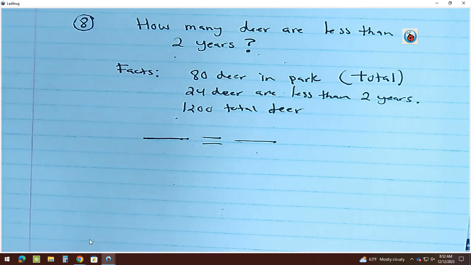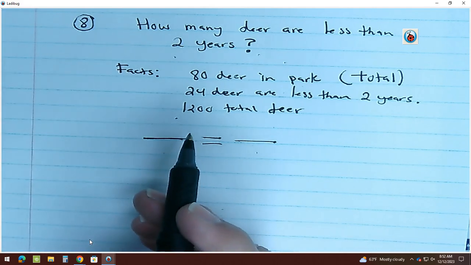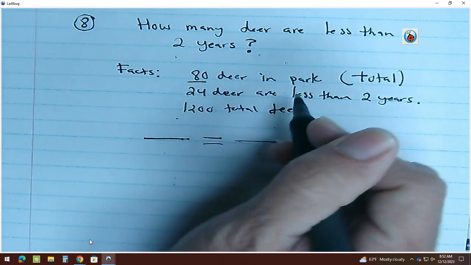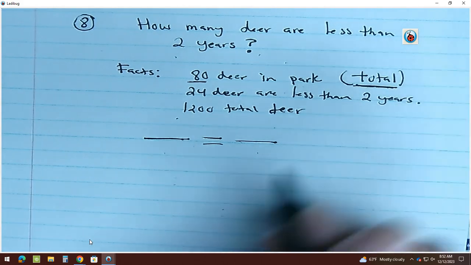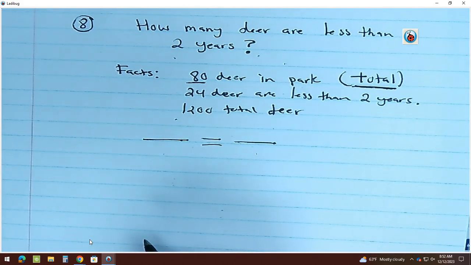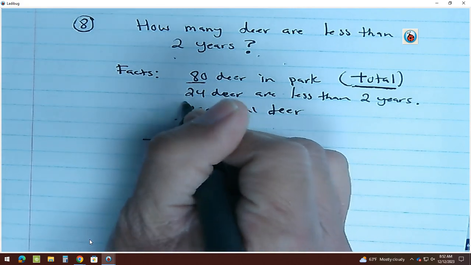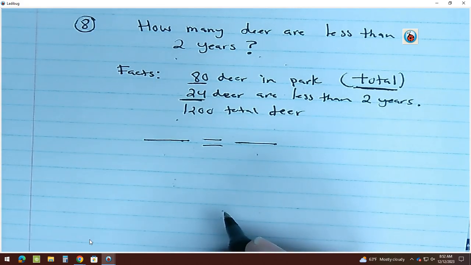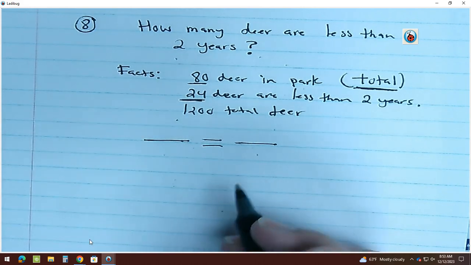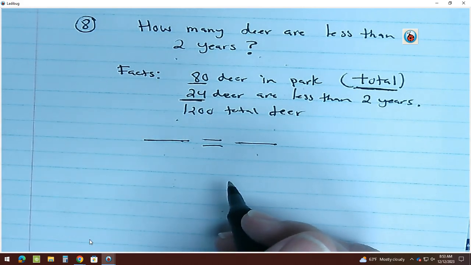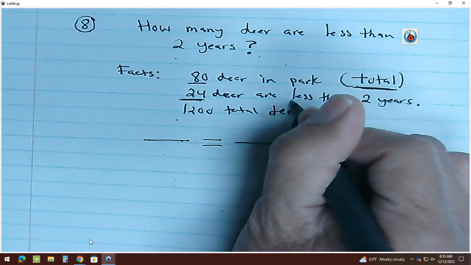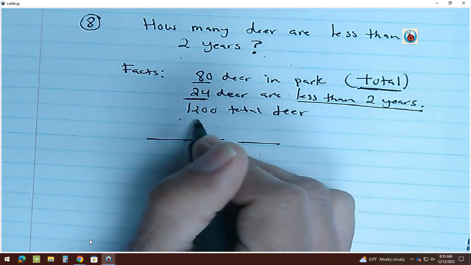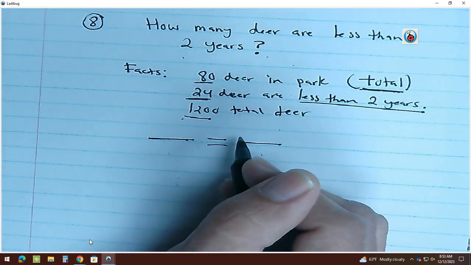And here's where kids again get confused. You need to go read the words. 80 represents the what? What does the 80 represent? Total. 24 represents the what? No, pues todo represent deer, but what does 24 represent? Less than 2 years old. And the 1,200 represents again the total.